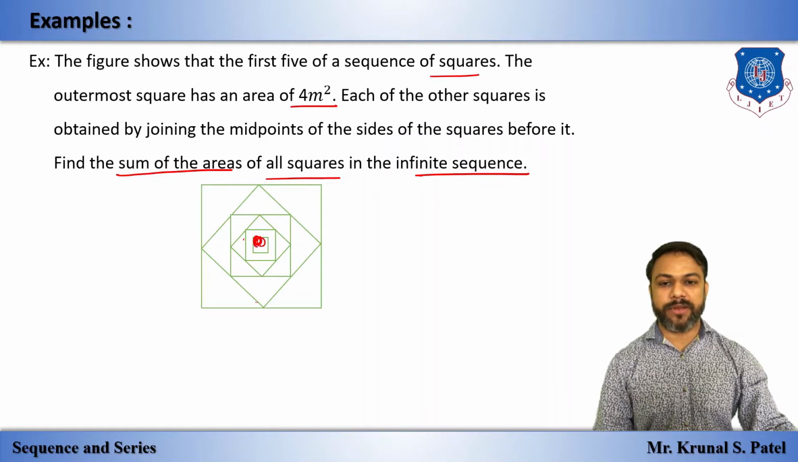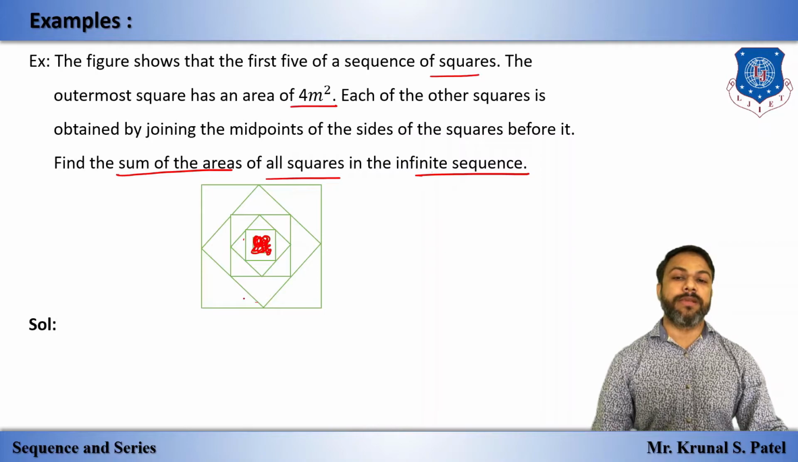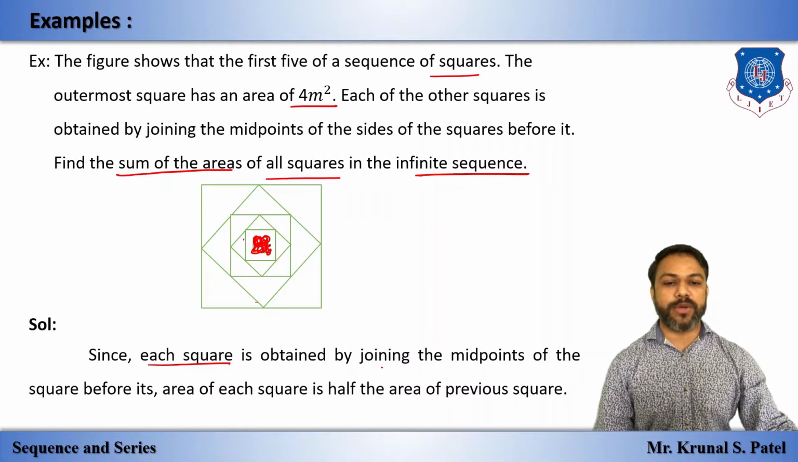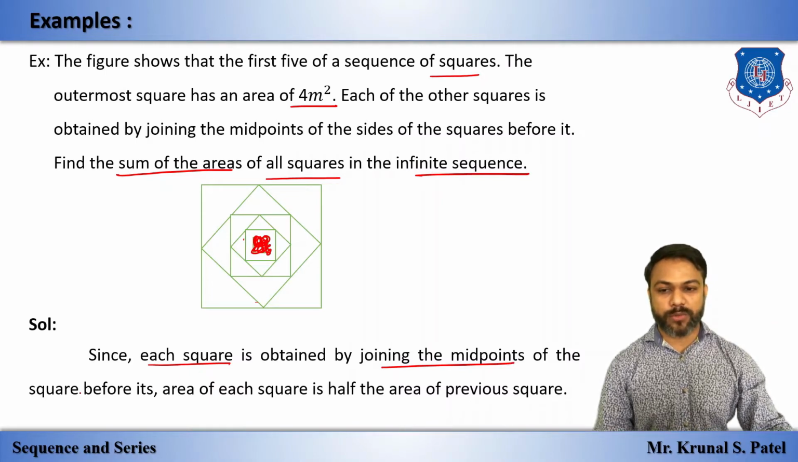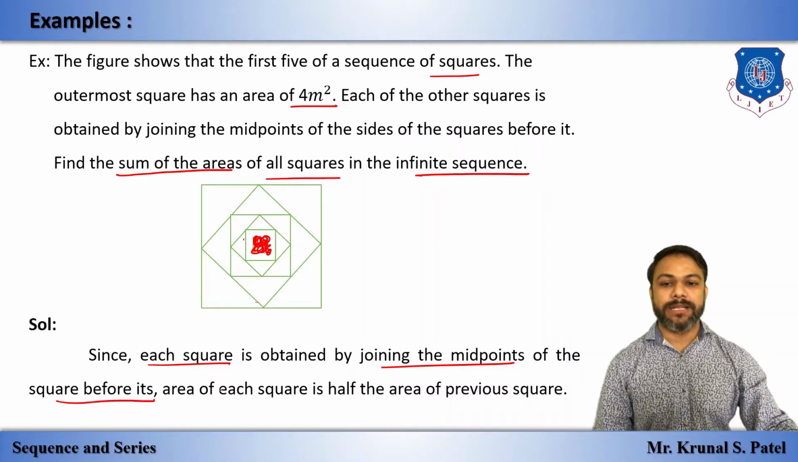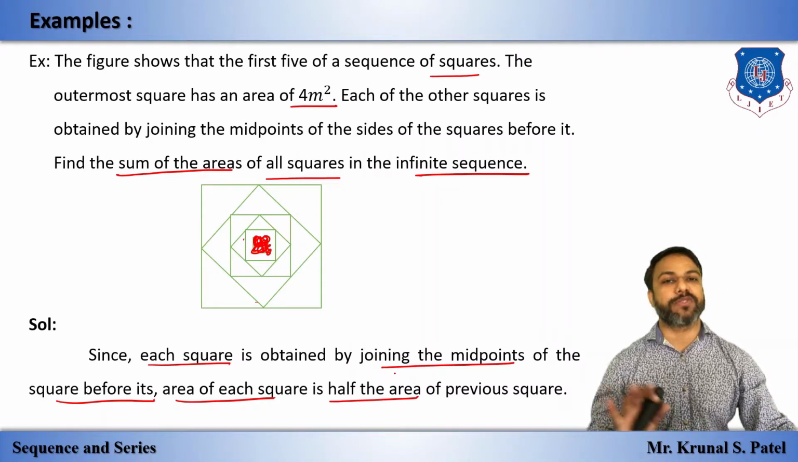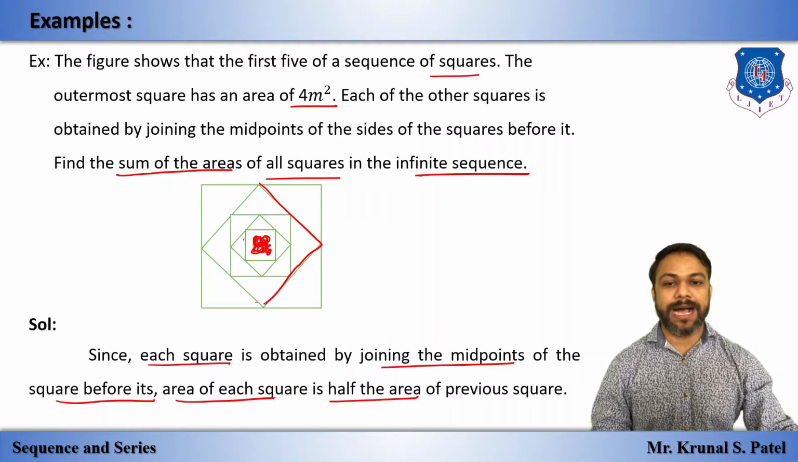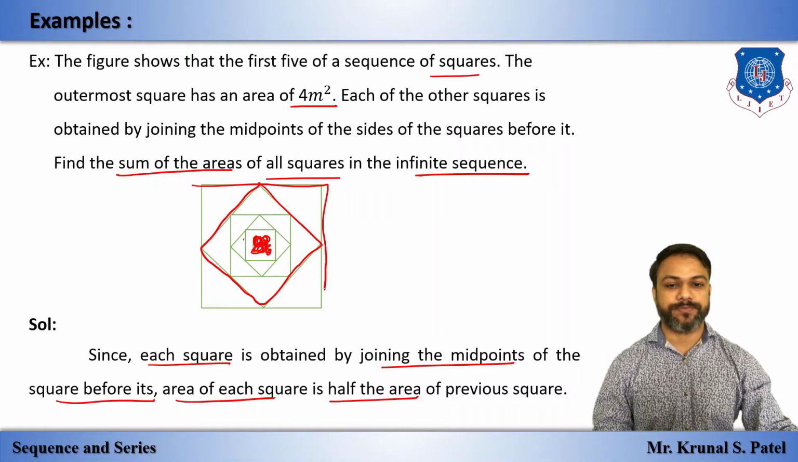One second, we will forget about this square. Now let's start the solution. Here, since each square is obtained by joining the midpoints of the square before it, that means the area of each square is half the area of its previous square. That means the area of this inner square is half of the area of this outer square.